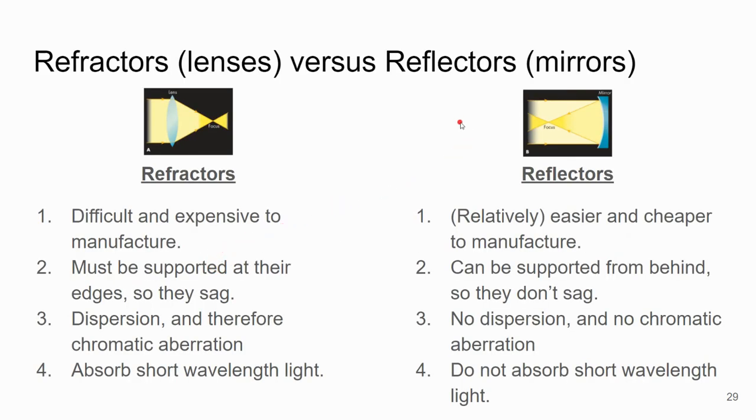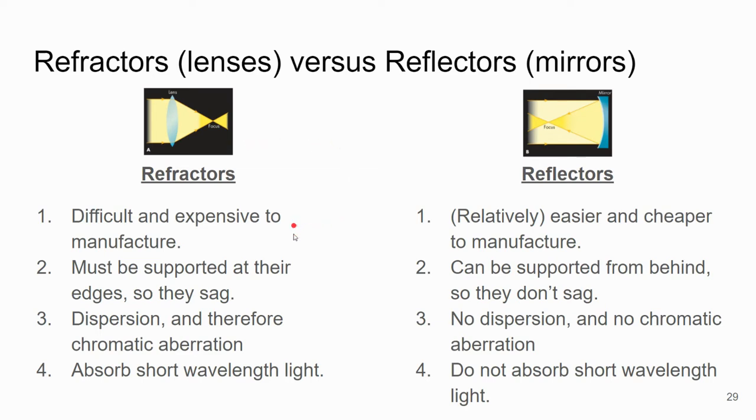So, differences between refractors and reflectors. With refractors, it's difficult and expensive to manufacture very big lenses like this. Now, it's also difficult and expensive to make very big mirrors, but it's relatively easier and cheaper. So you can make bigger mirrors easier and cheaper than you could make giant lenses.